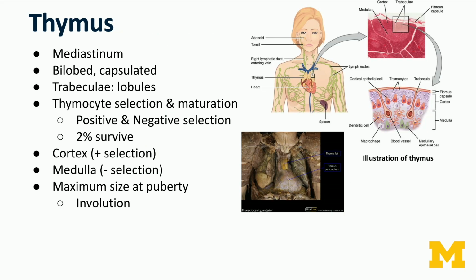Speaking of which, the thymus is a very interesting organ. It's found in the mediastinum, specifically the anterior mediastinum. It is bilobed, so we can see there's one lobe there and the other lobe there, and capsulated. There are trabeculae within, and so the trabeculae are going to divide the thymus into lobules, where you can find collections of both cortex and medulla.